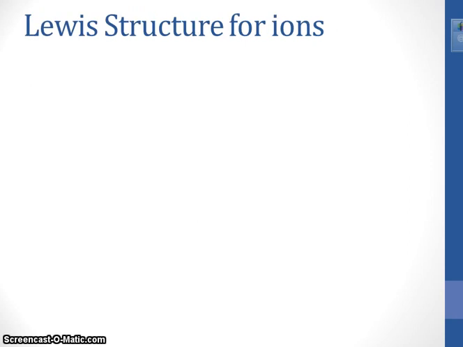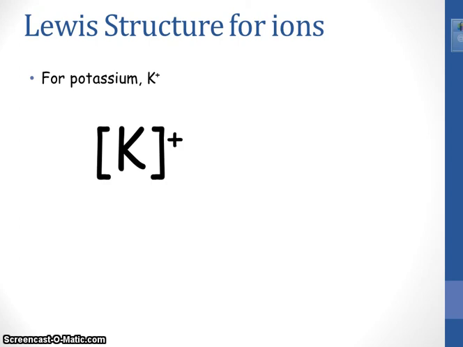Lewis structure for ions. For potassium, K+, because it is in group 1, it has one valence electron, and it's going to want to lose that one valence electron. When we remove that electron, we will put the K with the brackets and a plus symbol. Again, it lost all its valence electrons.